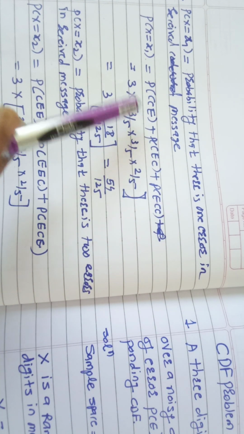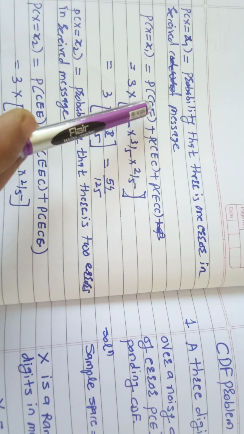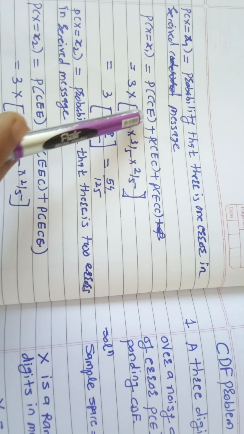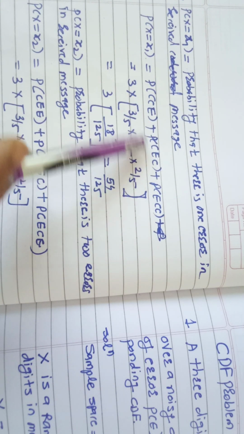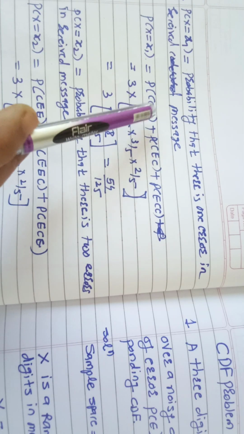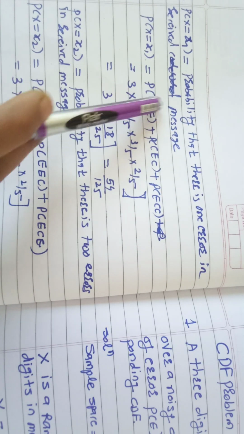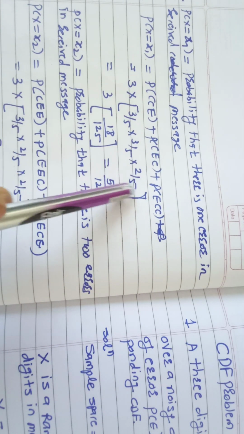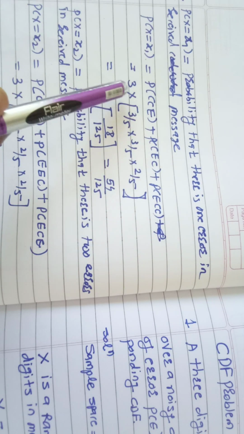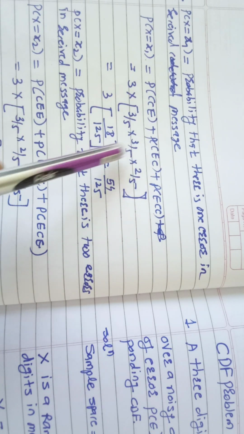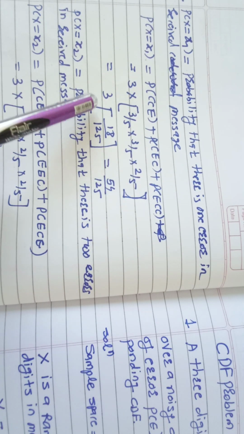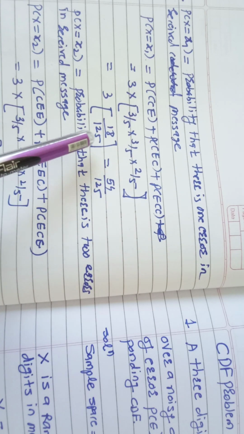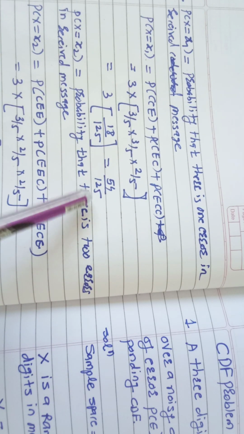Now you can see that the probability of C is 3 by 5, and the probability of E is 2 by 5. So in all, for this portion you will get 3 by 5 into 3 by 5 into 2 by 5. We have taken it as 3 multiplied by 3 by 5 into 3 by 5 into 2 by 5, so that is equal to 3 multiplied by 18 into 125, that is 54 by 125.